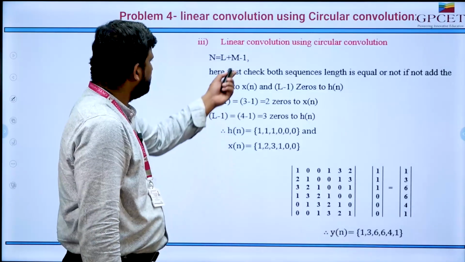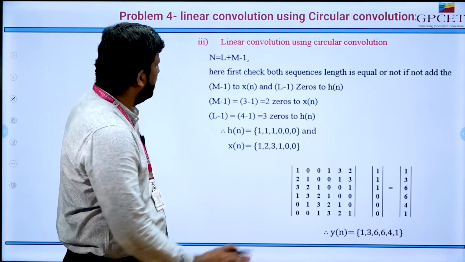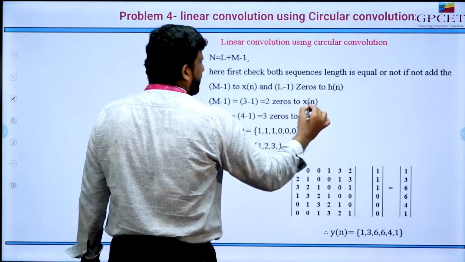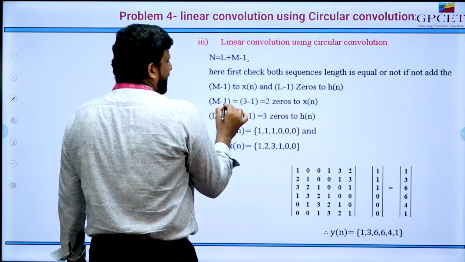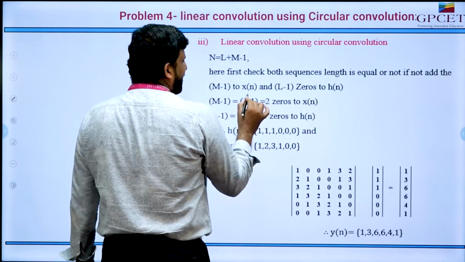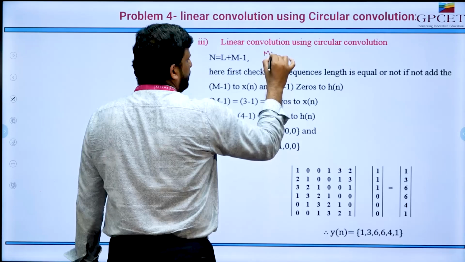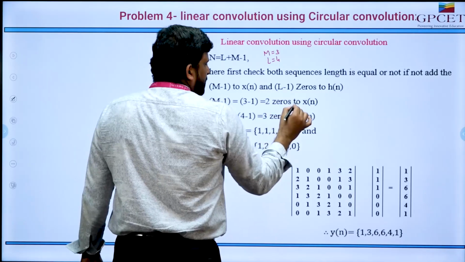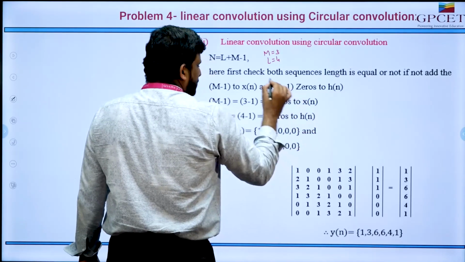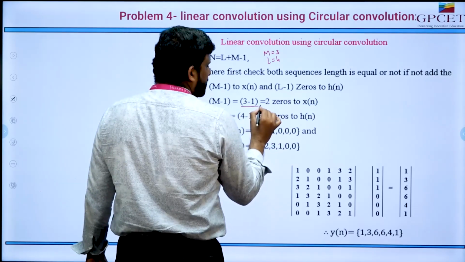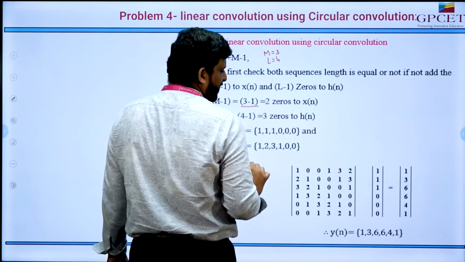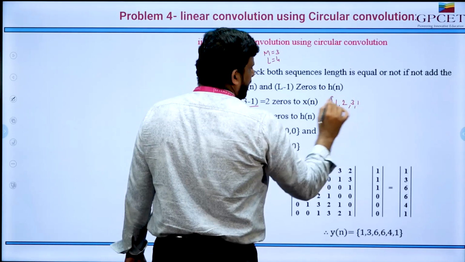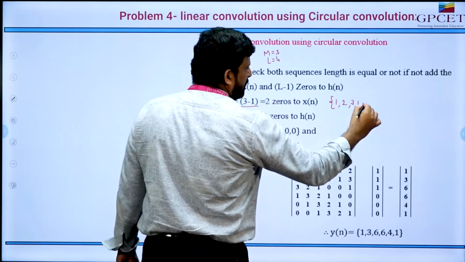The third thing, linear convolution using circular convolution. Here also, first we know the value of x of n and we know the value of h of n. What we need to do? First we need to do the zero padding. See here, m minus 1, that is 3 minus 1. The length of x of n is m, so m is equal to 3 and L is equal to 4. Now how many zeros should be added to x of n? M minus 1, that is 3 minus 1, so 2 zeros are added to x of n. We know the value of x of n is 1, 2, 3, 1, and I add 2 zeros, that is 0, comma 0.